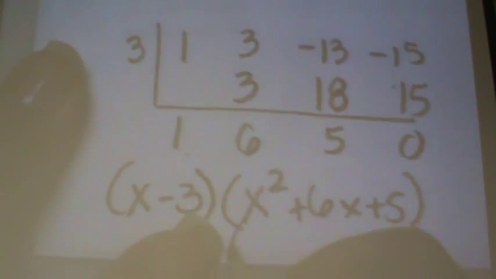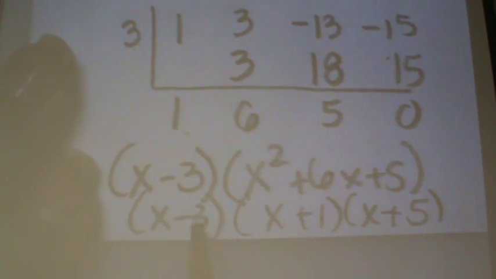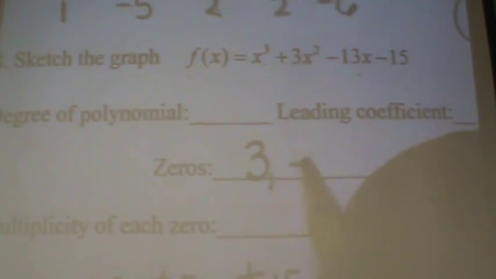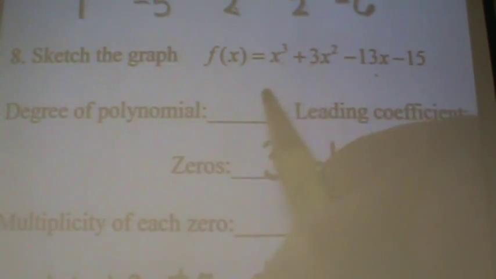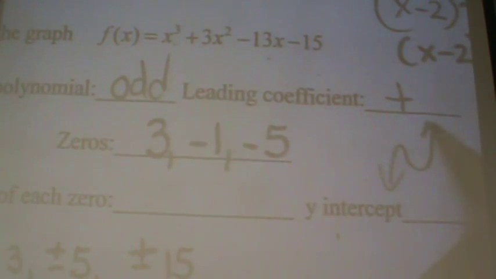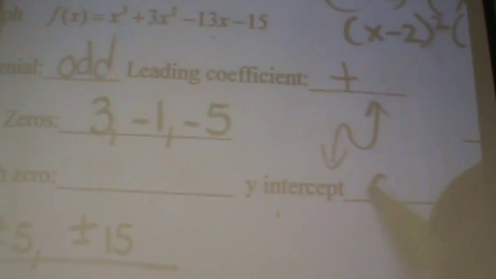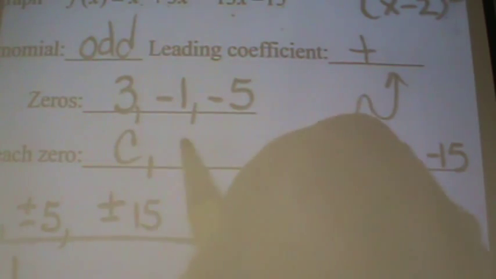Well, you can break this down into x plus 1 times x plus 5. So our 3 zeros are 3, negative 1, and negative 5. Because the degree of the polynomial is odd, and our leading coefficient's positive, our graph is going to be shaped like this. Our y-intercept is 0, negative 15, and since our zeros are all odd, it's going to cross through all of them.